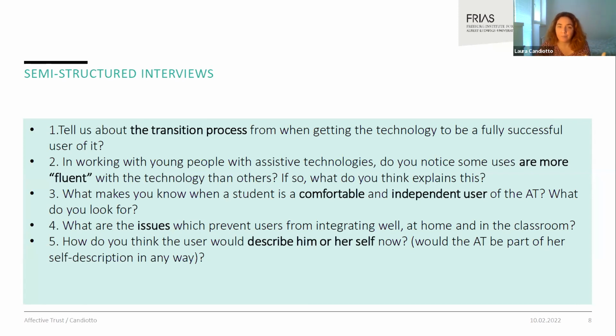So it is not anymore something external to you, but it becomes part of the way through which you can achieve certain cognitive functions. We also tried to understand what the issues are which prevent this fluent and automatic integration at home and in the school. And we also wanted to understand if this had an influence on self-perception, so if the user would describe himself or herself as extended through this device or not.